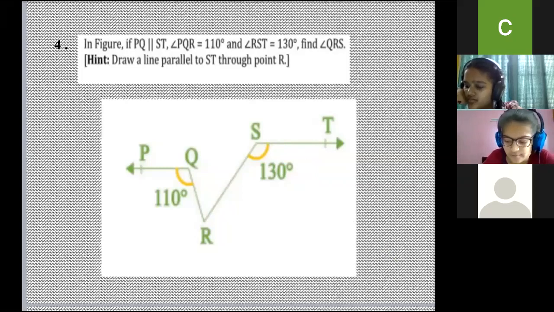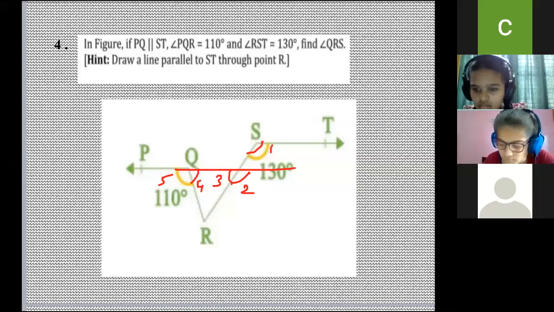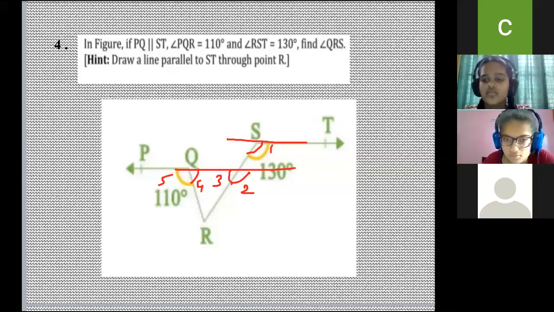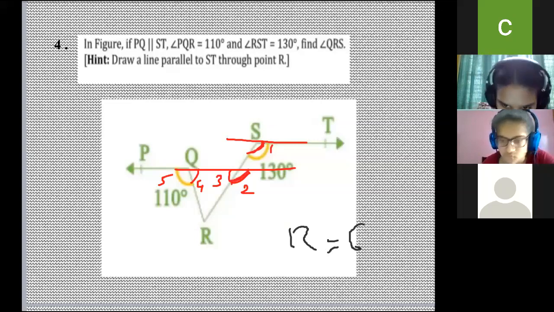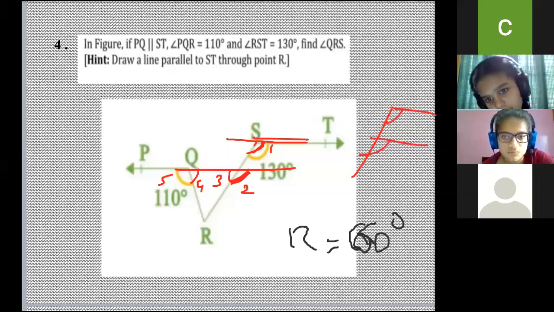First, let us extend this line. I'll number these angles as this as 1, this as 2, this as 3, 4, and 5. So, can you see 5 angles here? Yes. So, what are these two angles called as? A letter F is formed. What are these two angles called as? These two are corresponding angles.